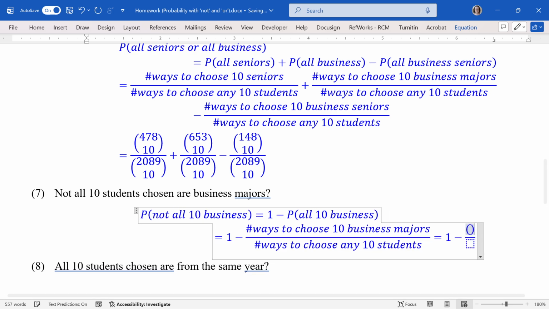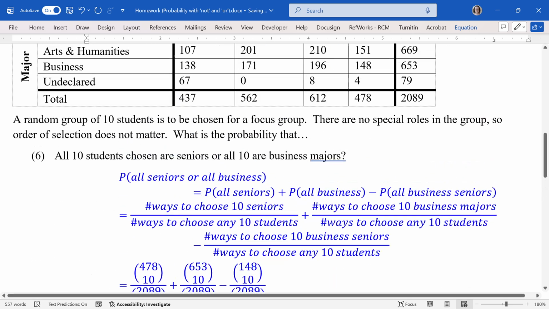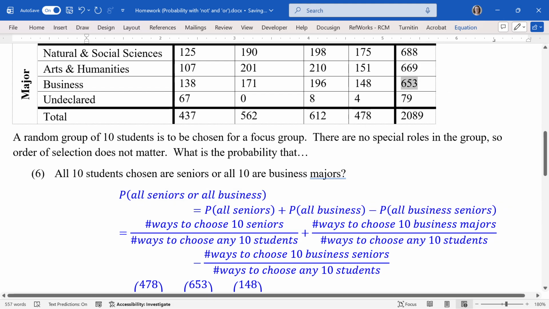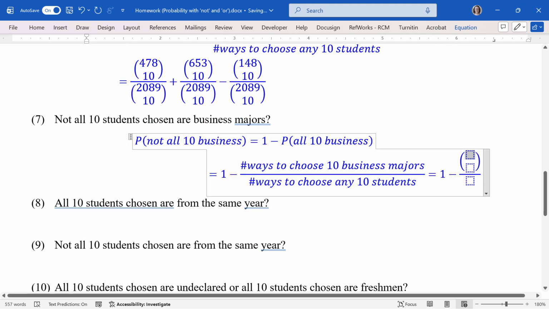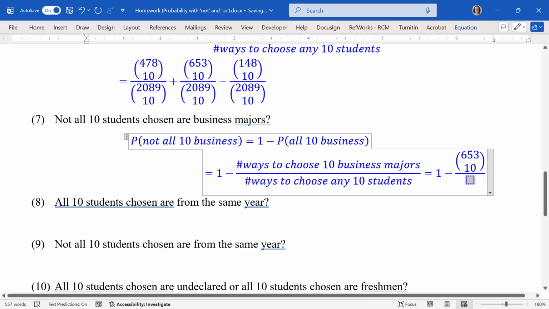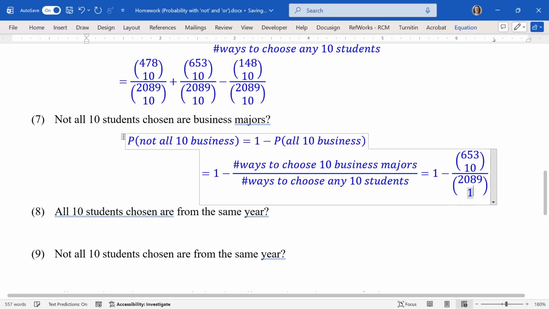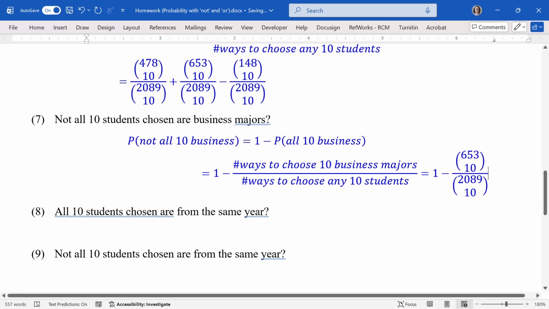Oh, parentheses went away. So on the top, there were 653 business students, and I want to choose 10 of them. And then on the bottom, any 10 students, there's 2,089 of them, and I want to choose 10. All right. Number 8, all 10 students chosen are from the same year.